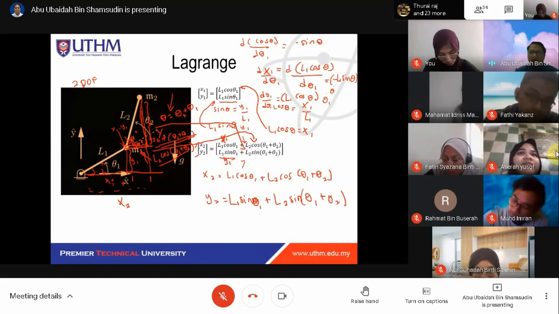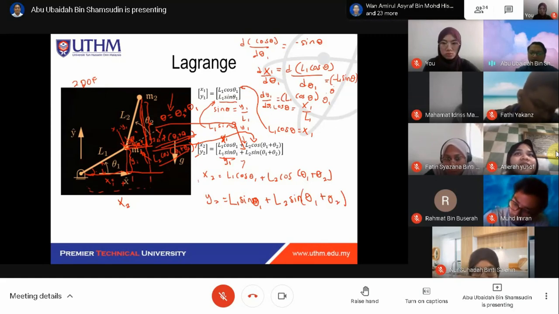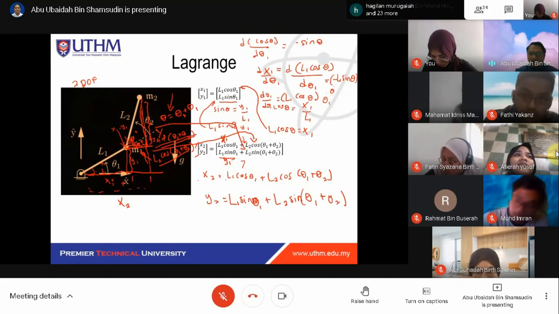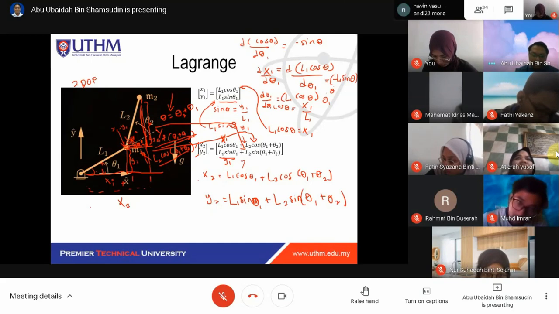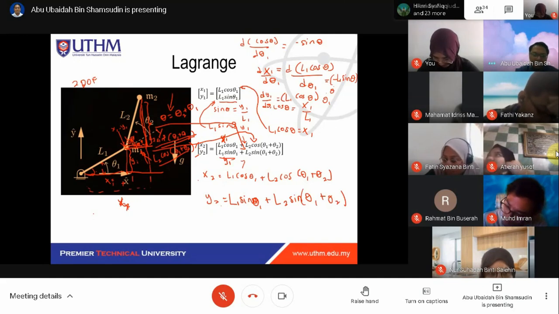I want you to find the derivative for this one. I will do the x2 first for you, and then I will pick someone for y2. Okay, so maybe that will become much easier.